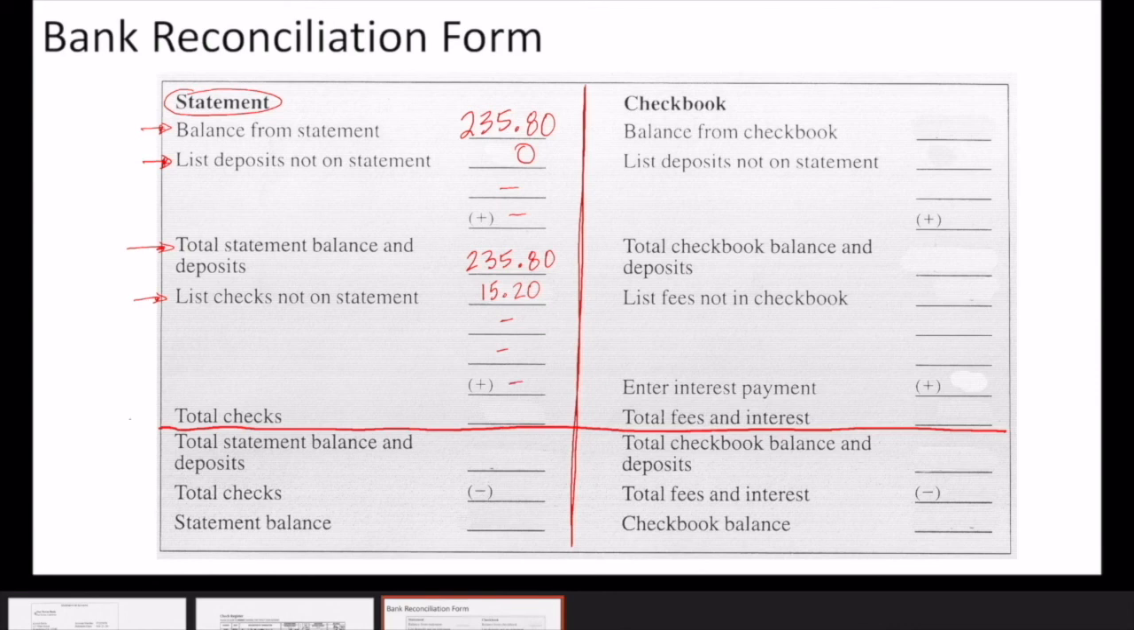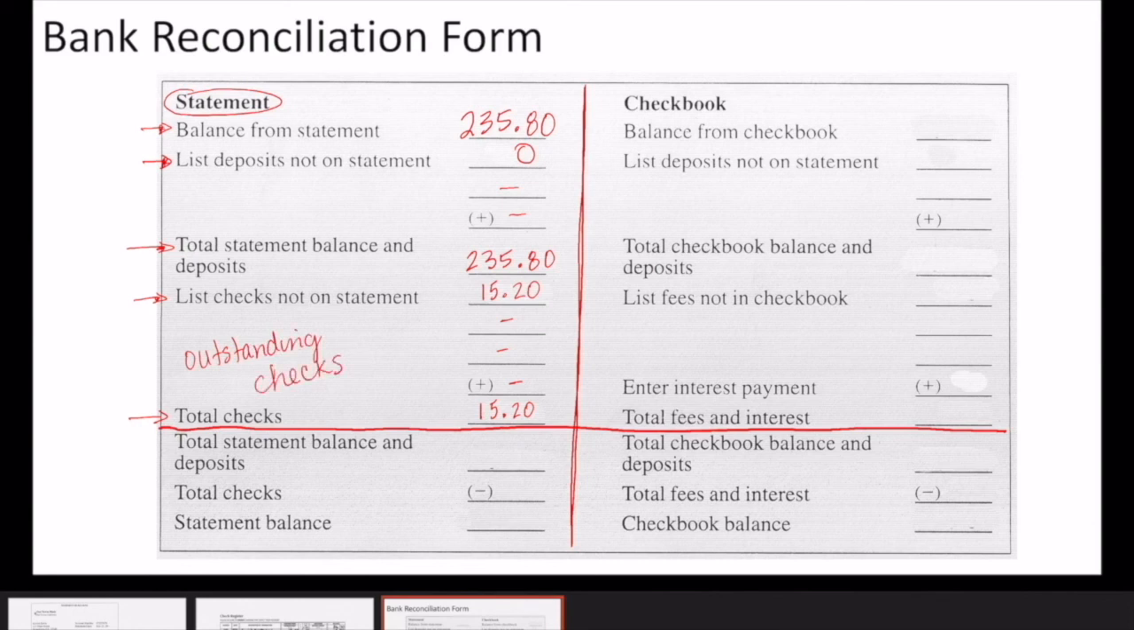Then it tells you to total the checks. So we will add up the checks. We only have one, and so therefore our total checks that are outstanding is $15.20. So again, these are outstanding checks.